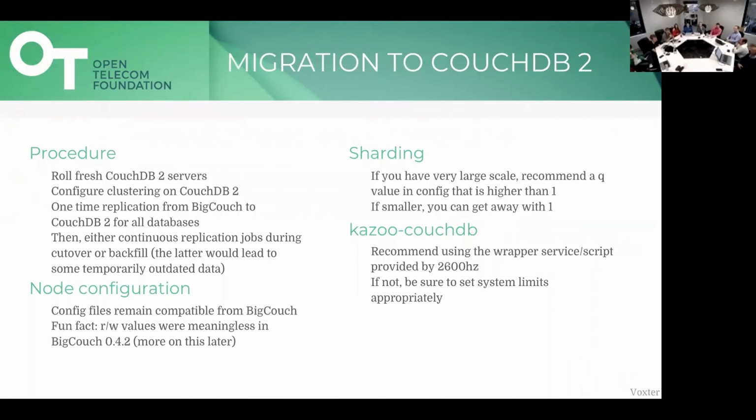That is fine. I would recommend you use the wrapper scripts provided by 2600 Hertz. They are in the one repository, Kazoo BigCouch. The other one's Kazoo CouchDB. They do essentially the same things, which is set system limits on the fly before you start it. If you don't, just set them yourself. That's fine too. We are moving towards using it soon, just for consistency with how 2600 is doing it. Obviously nice to not diverge as much as you can avoid.